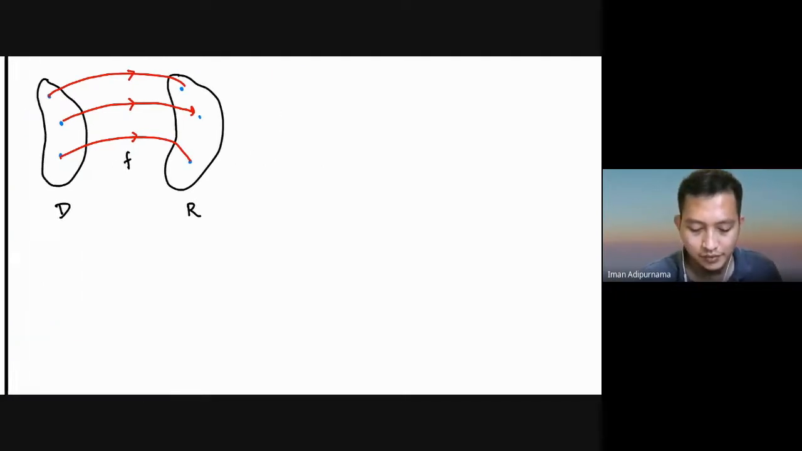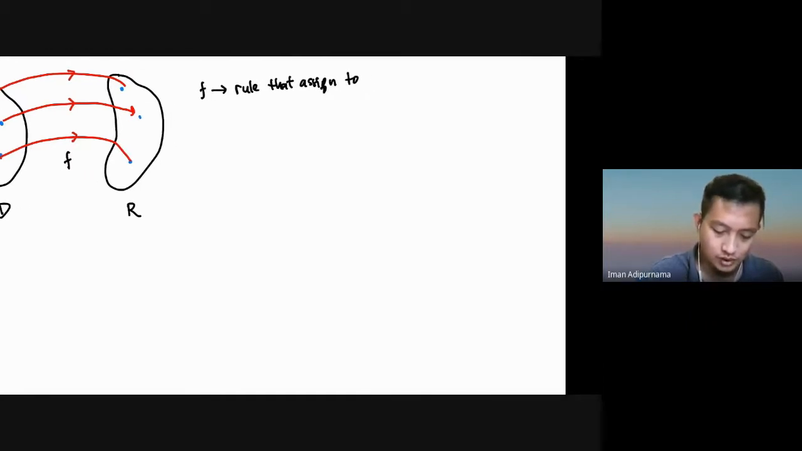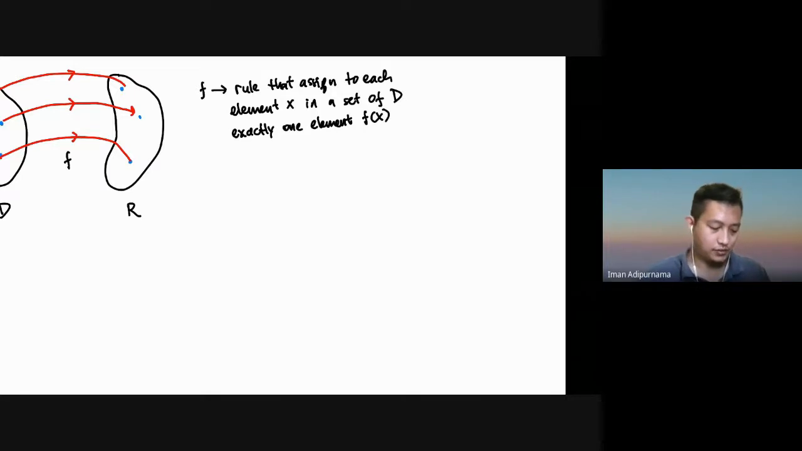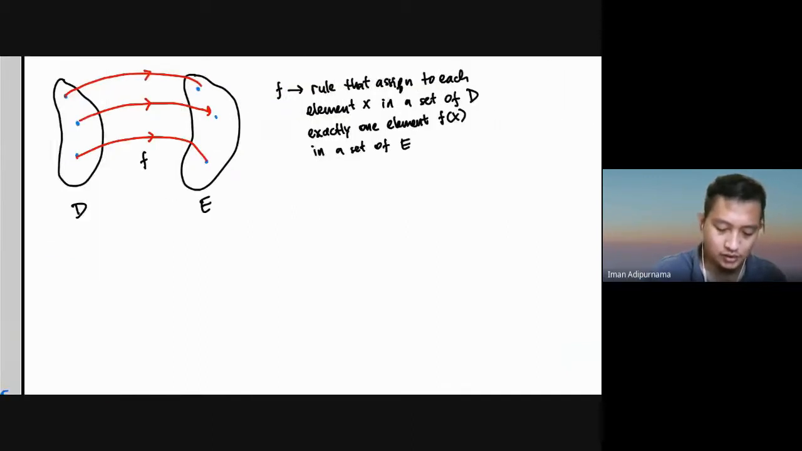So maybe I will write the official function definition. A function is a rule that assigns to each element x in a set, the domain, exactly one element f of x in a set, and if you have the textbook using e, it's using e here.